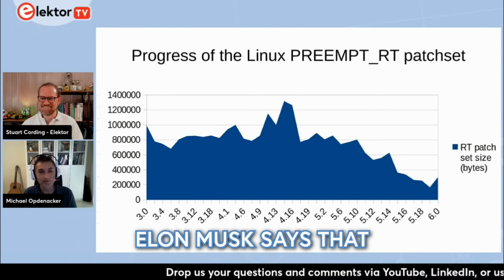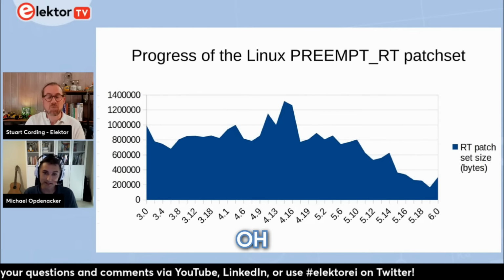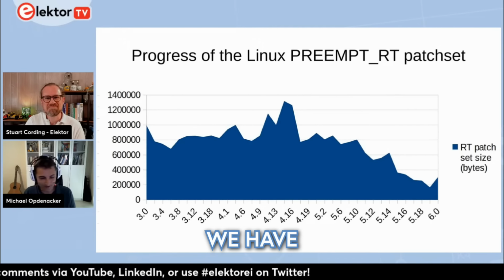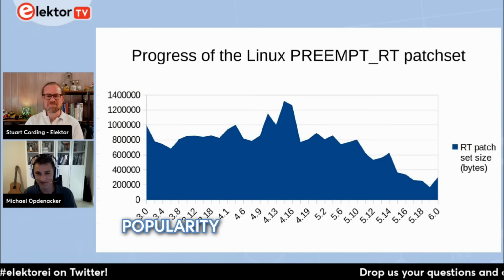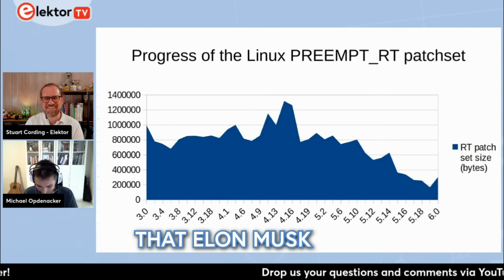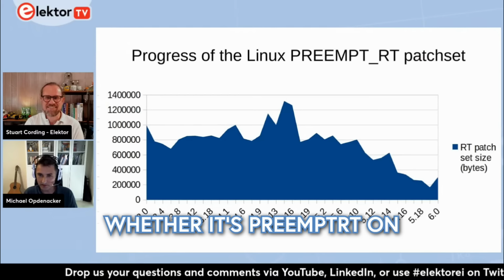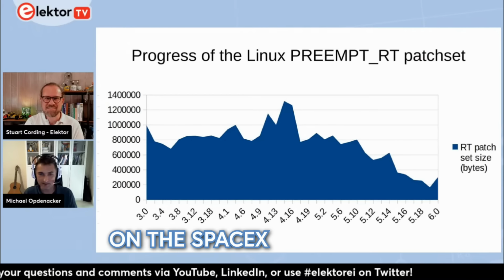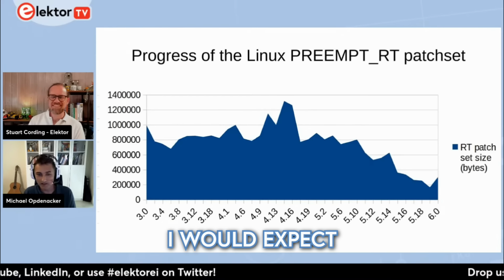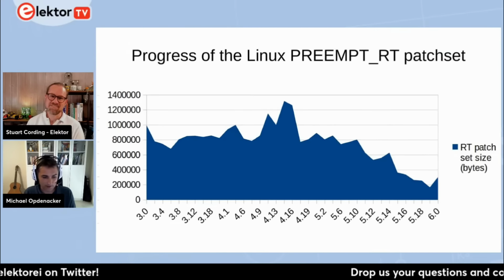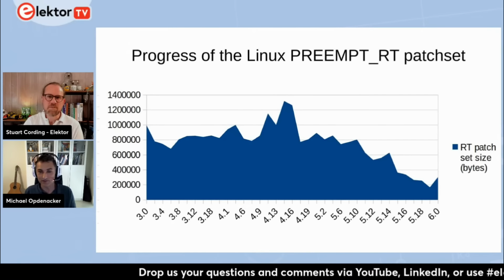Elon Musk says that they are running PREEMPT_RT on the Starlink satellites, at least. Oh, really? Okay. Yeah, and since then we've had more requests for PREEMPT_RT. I mean, it has increased the popularity according to everything that Elon Musk says. They're also running some Linux, but I'm not sure whether it's PREEMPT_RT, on the SpaceX launchers as well. So that's a surprise. I would expect VxWorks or the other one on those systems. But ultimately, they even have used this one.